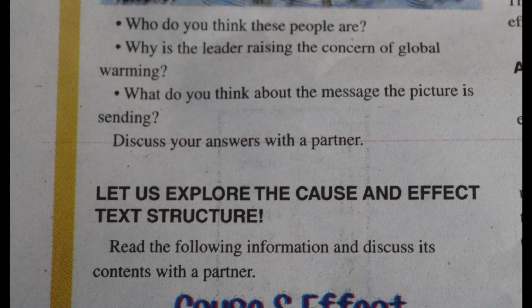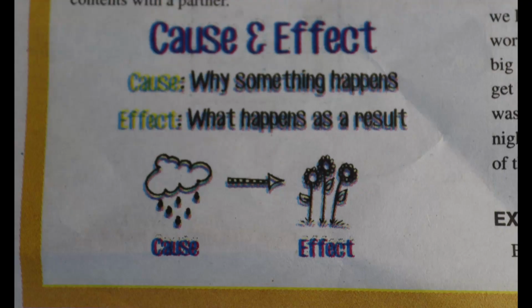Read the following information and discuss its content with a partner. Cause and effect. Cause, why something happens. Effect, what happened as a result. Let me say that again. Cause, why something happens. Effect, what happens as a result. So here we have a cloud. We see it's raining, and then after we see plants that look nice and healthy. So if we were to interpret this, we could say that plants flourish when rain falls, right?